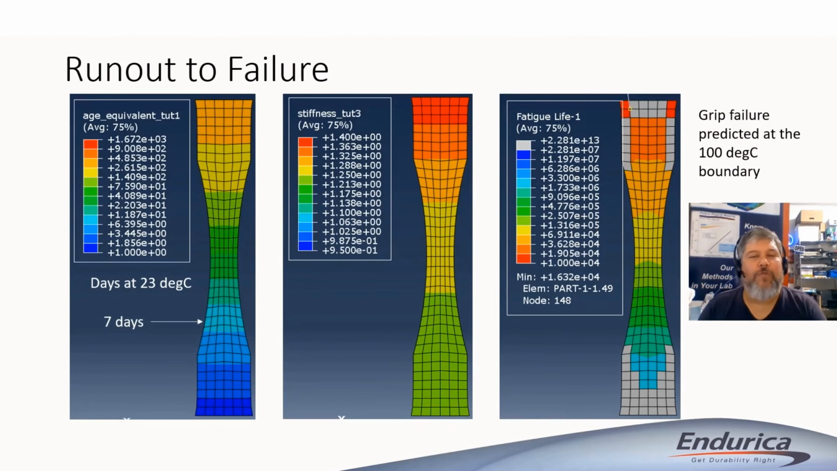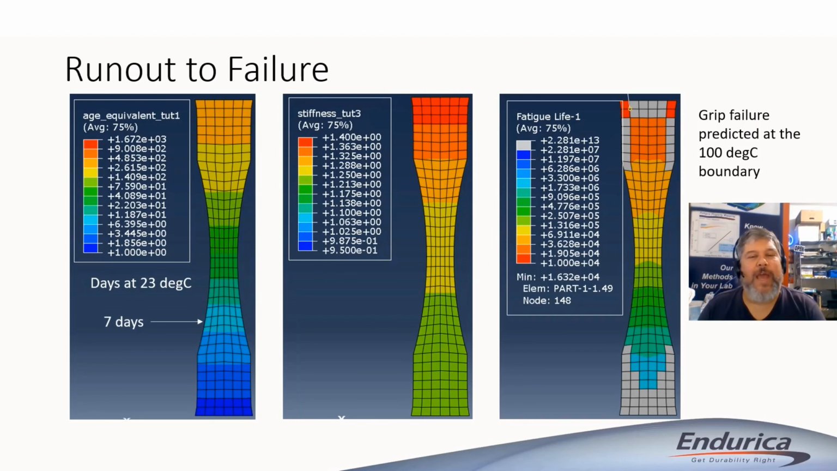In the aging workflow, both the stiffness and the crack growth properties depend on time. Endurica DT uses a co-simulation workflow that couples with Abaqus to update stress and strain fields as stiffness evolves during the problem. What you're looking at on this slide are the distributions of, on the left-hand side, equivalent age on the master curve.